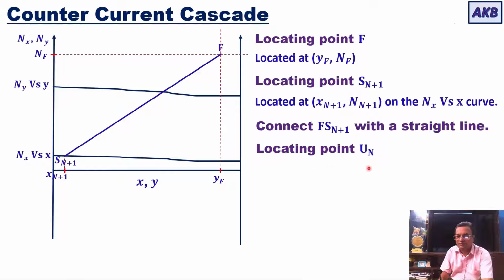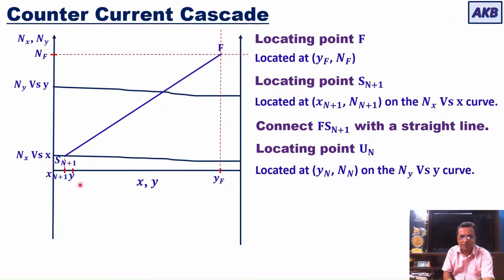Then after that, we have to locate point un. All the information that is necessary for locating un will be either directly given to you or indirectly given to you. In any case, you can locate point un. And how to locate it? It is located at yn, nn. But this time it will be located on the ny versus y curve. So you just have to locate yn, go to the ny versus y curve, and the intersection point will be nothing but un. So this is how you have to locate point un.